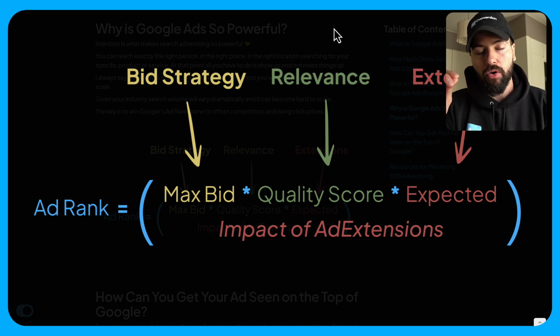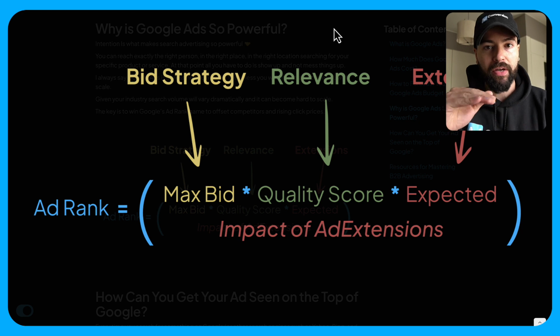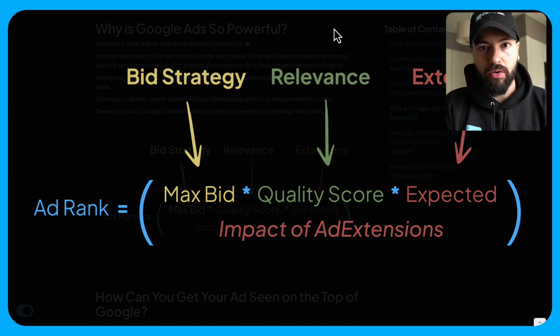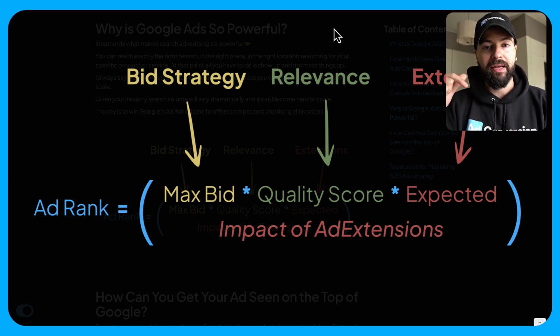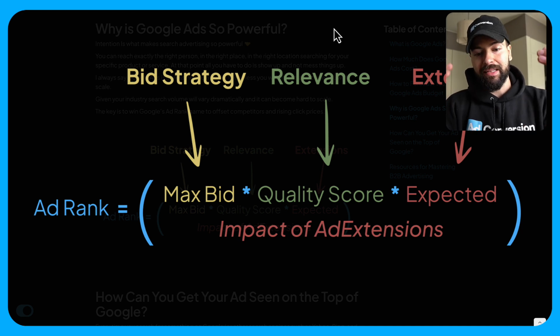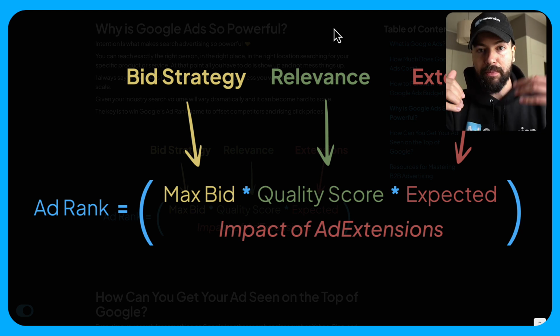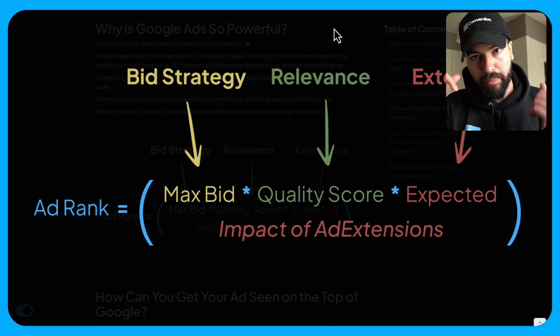So quality score is a factor of relevance. All in a nutshell, your quick 2-second summary on quality score is it's a number from 1 to 10, 10 being the most relevant, 1 being the least relevant, and the higher the score, the more relevant you are. And based on how relevant you are, Google rewards you with lower cost per click prices and being able to get more visibility and outranking your competitors.